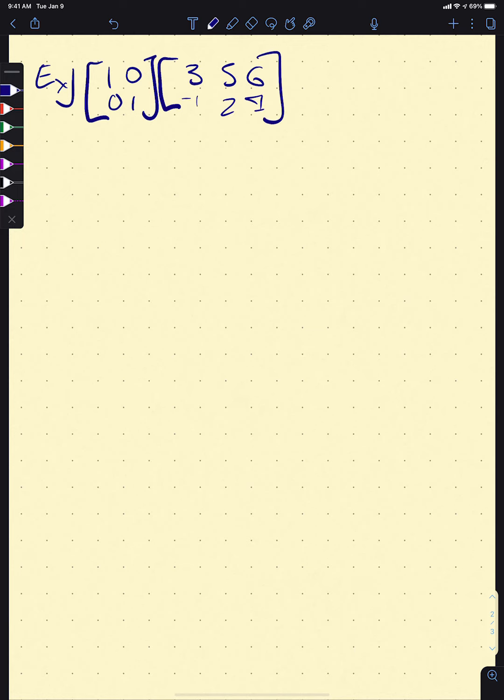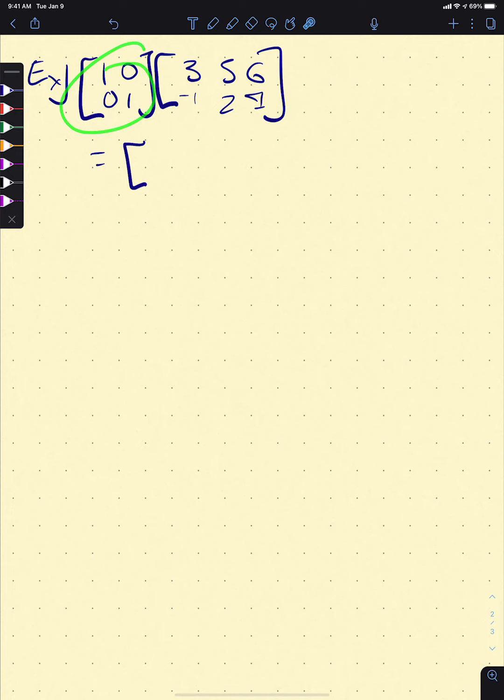And I'll give you one example right here. Actually, I'll give you two. The first one is actually going to be a little interesting because these identity matrices still function as an identity matrix with rectangular matrices. So if I multiply I2 by 3, 5, 6, negative 1, 2, 7, what are we going to get there? Well, this is a 2 by 2 by a 2 by 3. So we should get a 2 by 3 out the other side.